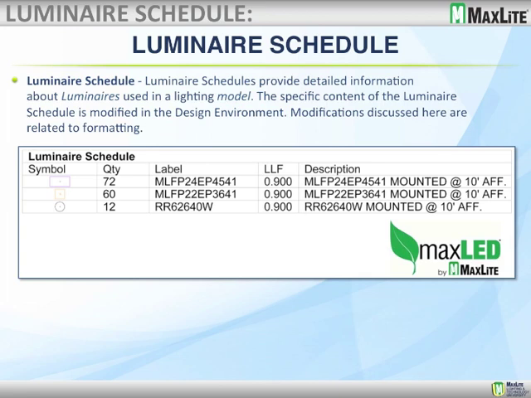And then the third one is 12 of the RR62640W, which is our 6-inch recessed fixture, and that is more than likely on the side, maybe even down the hallway is where we put these fixtures, just spaced them out. And they'll have different criteria for the hallway.